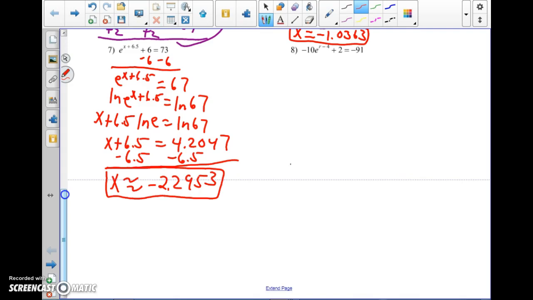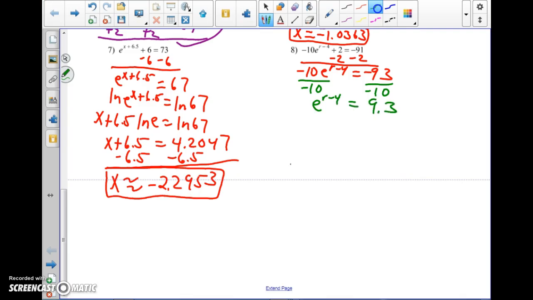On number 8, same thing goes. Okay, get e, the base, and the exponent r minus 4 by themselves. To do this, you must first subtract 2 from both sides. Next, divide both sides by negative 10. E to the r minus 4 will equal 9.3. Next, you have to ln both sides.